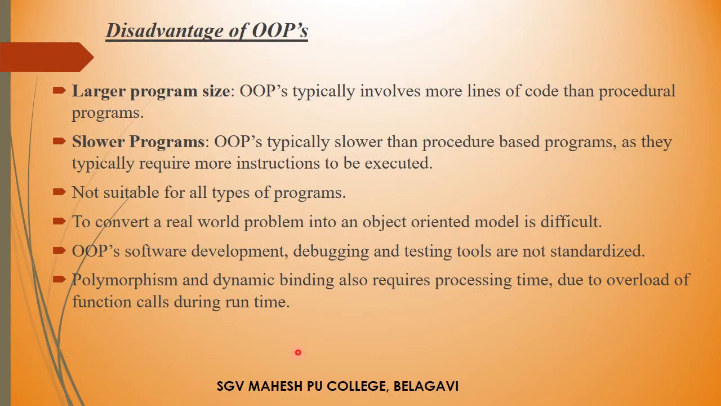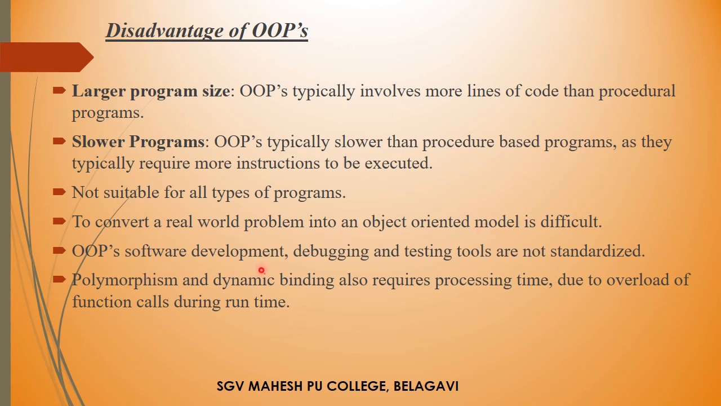Let's see what the drawbacks of OOPS are. When we have a large program size, OOPS typically involves more lines of code when compared to procedural programs. Now OOPS programs are typically slower than procedure based programs, because they require more instructions to be executed. It's not suitable for all types of programs. Converting a real world problem into an object oriented one is very difficult.